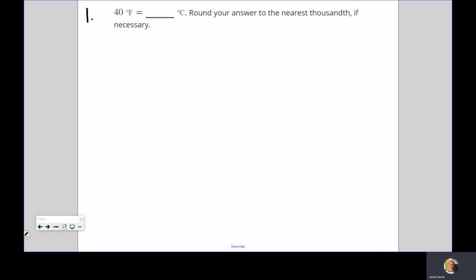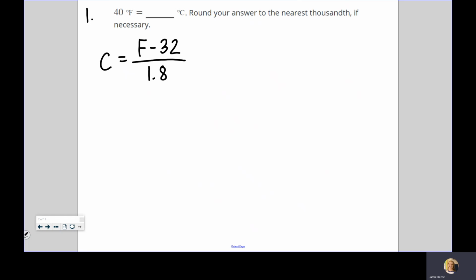All right, so 40 degrees Fahrenheit equals blank degrees Celsius. If you look on your little conversion sheet, at the very bottom, there are formulas for temperature conversions. The second one says Fahrenheit to Celsius. And that formula says C equals F minus 32 over 1.8. So you take your Fahrenheit temperature, subtract 32, and then divide by 1.8. Super simple. So we're going to replace F with 40.